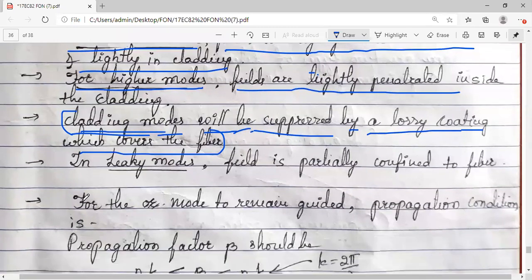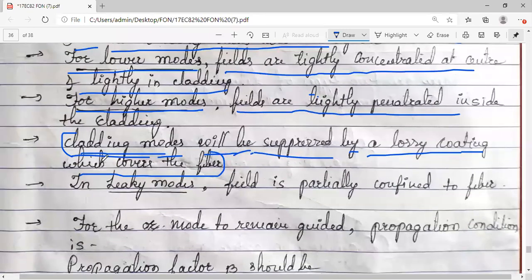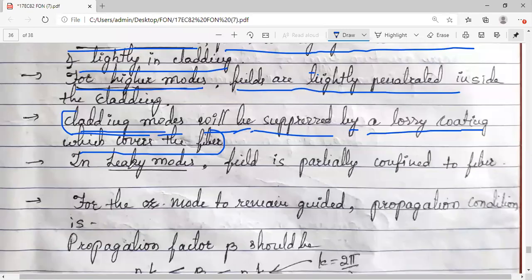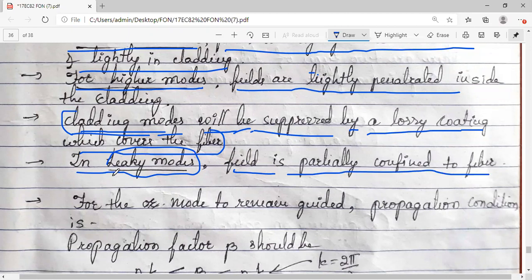Now there is one more term. We have seen about higher modes and lower modes. There is one more section of the modes, called leaky modes. In leaky modes, the field is only partially confined to the fiber. You will get this in depth when we go for the classification.